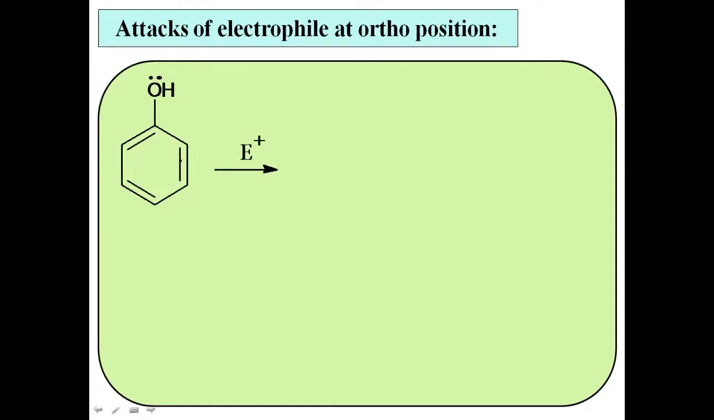Here, there is a pi bond. One of the pi bonds in the aromatic ring undergoes breaking, and there is a formation of a new bond between the ortho carbon and the electrophile. Suppose this is the new bond between the ortho carbon and the electrophile. This carbon acquires a positive charge, and we get the intermediate, the Arenium ion intermediate.